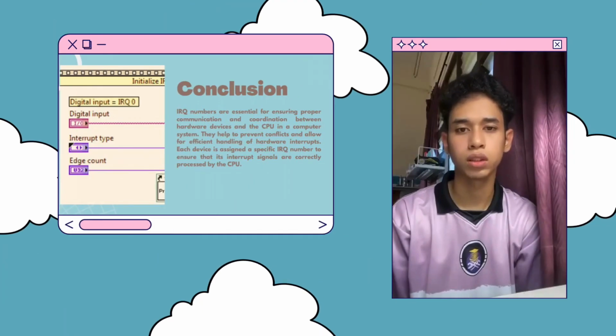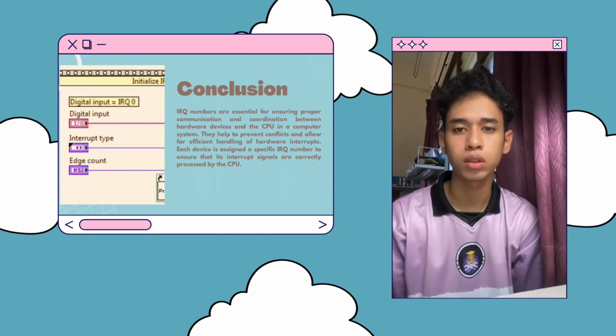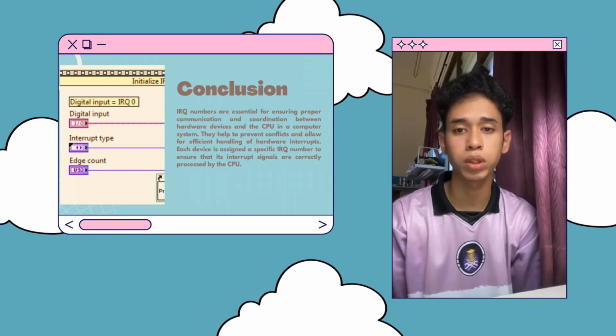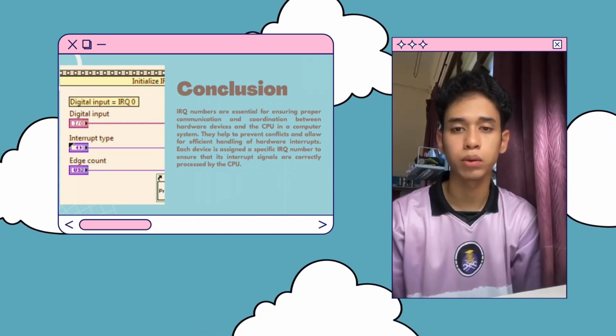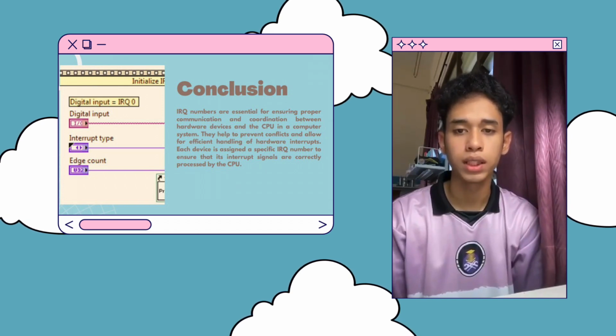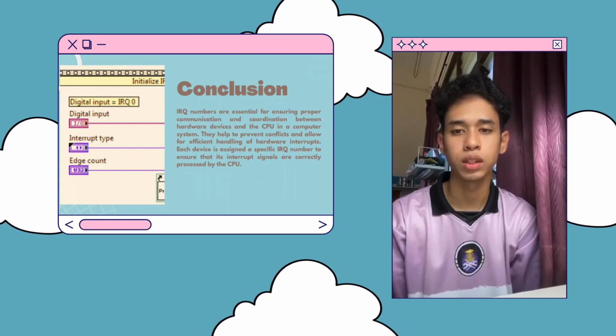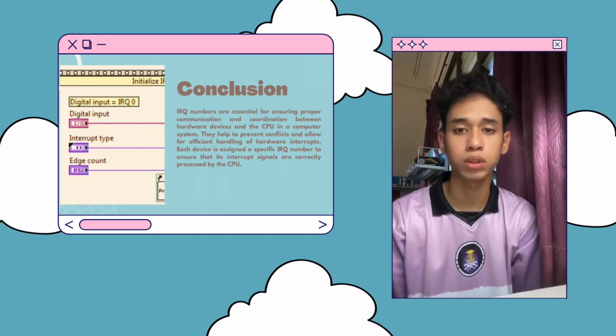In conclusion, IRQ numbers are essential for ensuring proper communication and coordination between hardware devices and the CPU in a computer system. They help to prevent conflicts and allow for efficient handling of hardware interrupts. Each device is assigned a specific IRQ number to ensure that its interrupt signals are correctly processed by the CPU.